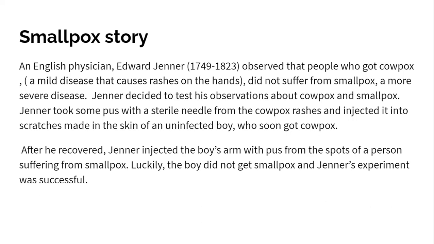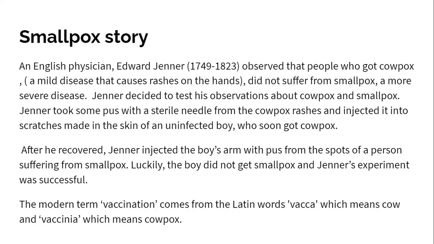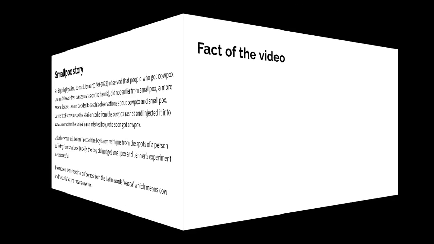After this boy recovered, Edward Jenner injected the boy's arm with pus from spots of a person suffering from smallpox, and the boy did not get smallpox. And because the body just felt that smallpox and cowpox were the same, it gave the same antibodies to both of them. And Edward Jenner's experiment was successful, and he made the first vaccination. And also, the word vaccination comes from the Latin word vacca, which means cow, and vaccina, which means cowpox.